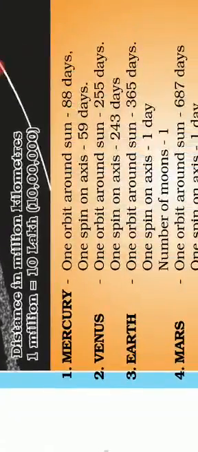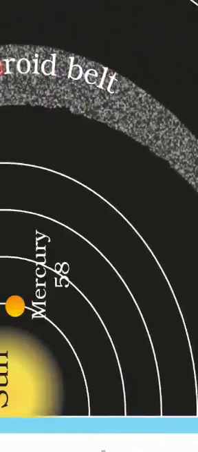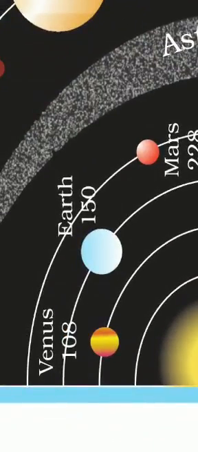Venus takes 255 days to orbit the sun, and 243 days for one spin on its axis. The Earth, our favorite planet on which we live, takes 365 days for one orbit around the sun, and one spin on its axis takes 1 day. Here is the Earth. Earth is the third planet in the solar system. We will discuss the Earth in detail later on.